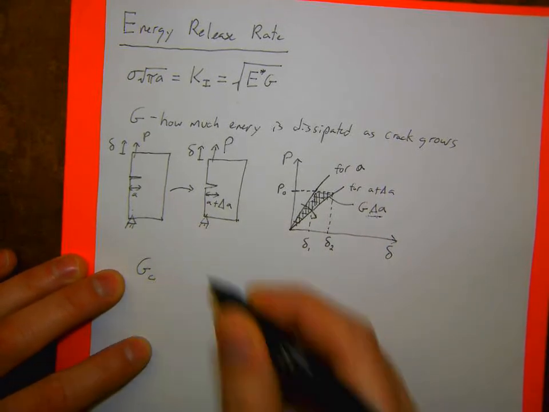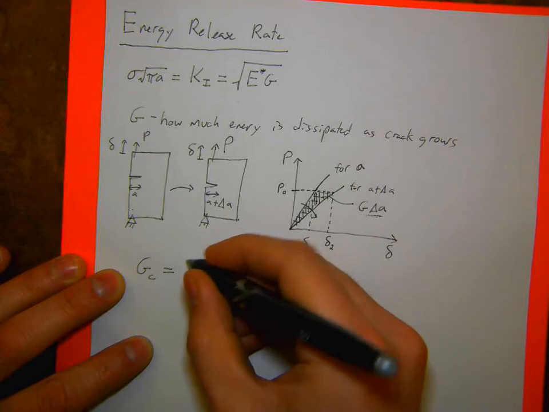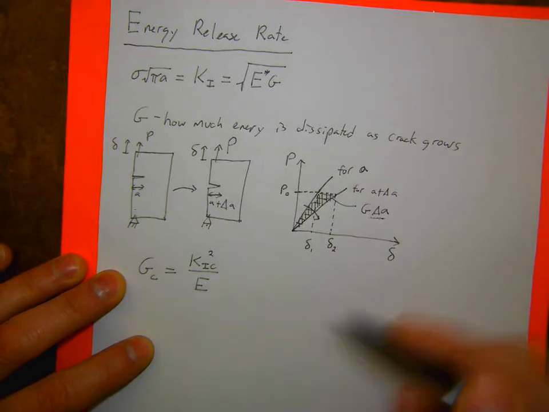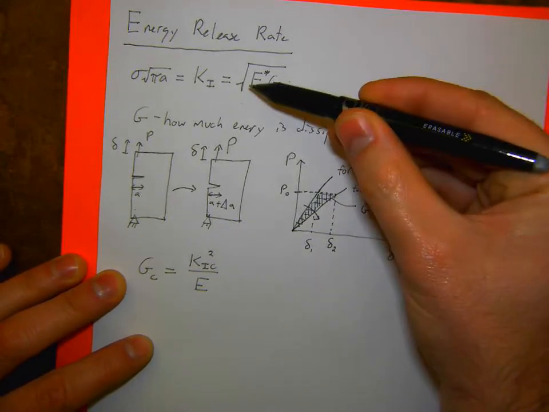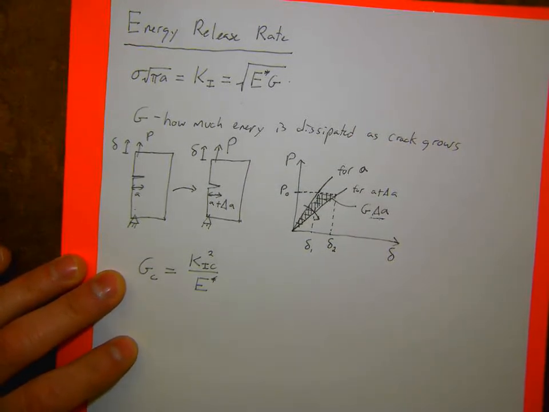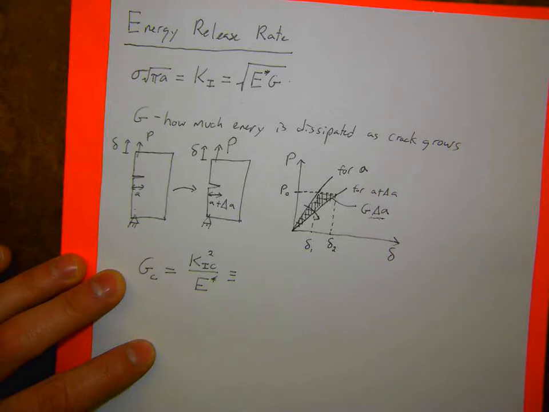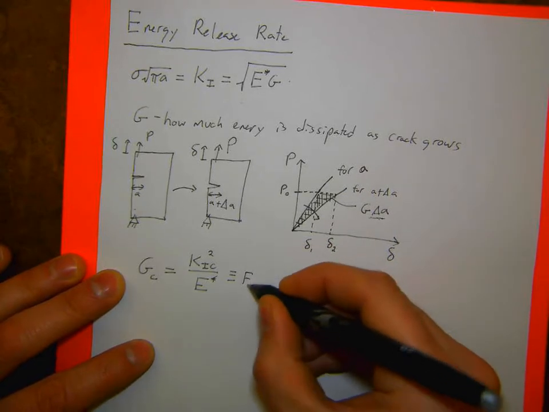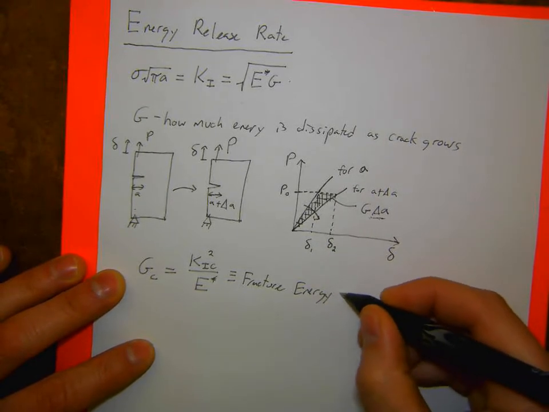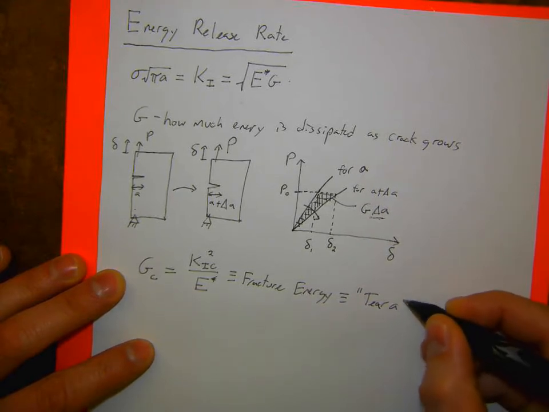So GC, which is normally related to that KIC, is related to KIC squared over E. Here I'm just reorganizing this equation, so I'm squaring KIC and dividing by E. Technically this is still an E star, which again I'll talk about in a second. And so this is equivalent to the fracture energy of the process. So fracture energy, or there's a term called tearability.